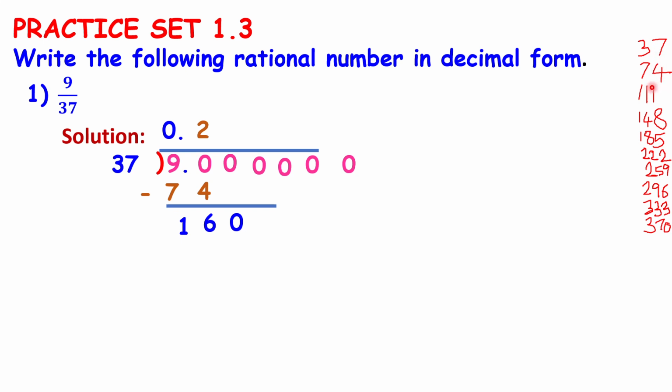You find the number in the 37 table less than 160. In the 37 table, the number less than 160 is 148, which means 37 fours are 148. So 160 minus 148: 0 minus 8 is not possible, so 10 minus 8 is 2.